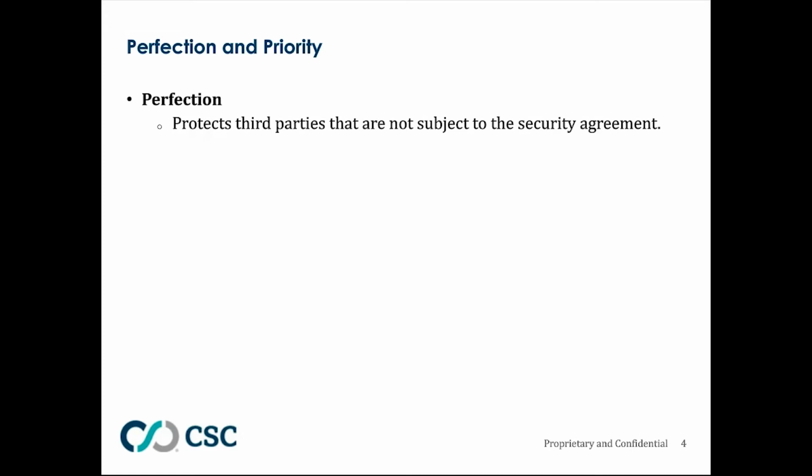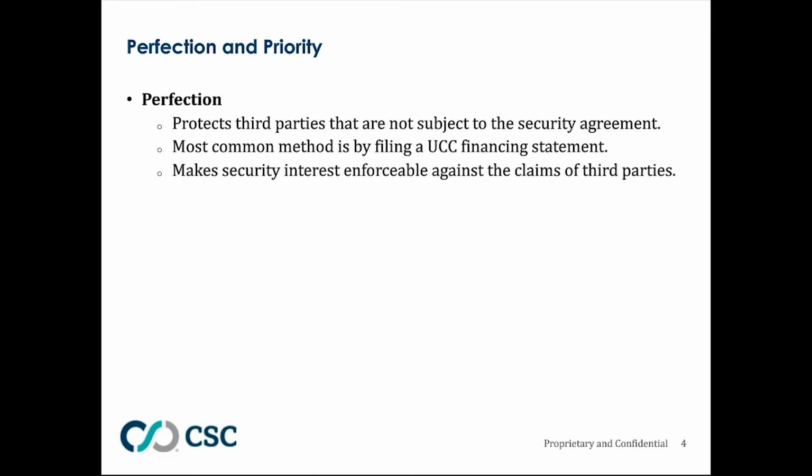And the most common method of perfection is by filing a UCC financing statement. This puts a document out there that interested parties can search in a particular location and know whether somebody else has a claim against the debtor's assets. And what this does is it protects those third parties, and more importantly, it makes the security interest enforceable against the claims of those third parties. Once it's perfected, the courts will enforce it. If a security interest is unperfected, it's not enforceable against third-party claims.